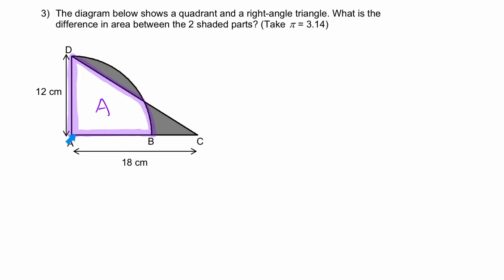This quadrant is made up of A and this. The right angle triangle is made up of the same A and this part here. What happens if I were to take the difference between the right angle triangle and the quadrant? You think about it. Will it be the same as finding the difference in these two shaded parts?